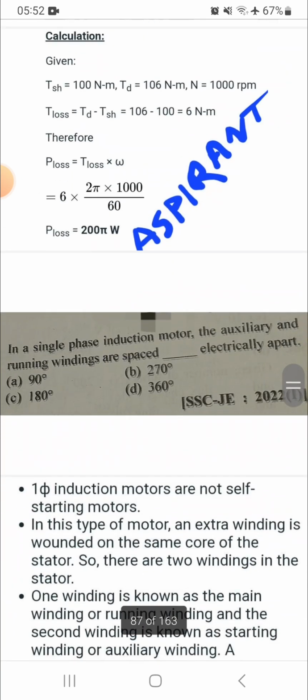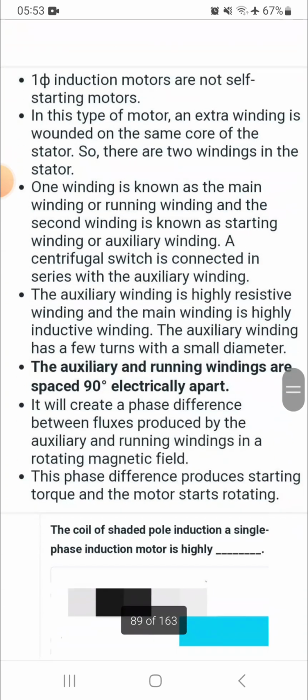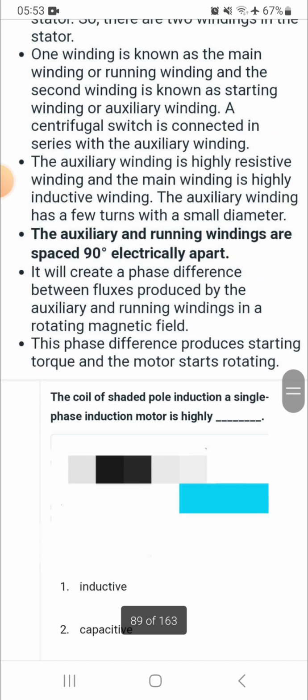205 watt. Next one. In a single phase induction motor, the auxiliary and running windings are spaced electrically at 90 degrees. Option A is the right answer. The auxiliary and running windings are spaced 90 degrees electrically apart. This phase difference produces the starting torque and the motor starts rotating.